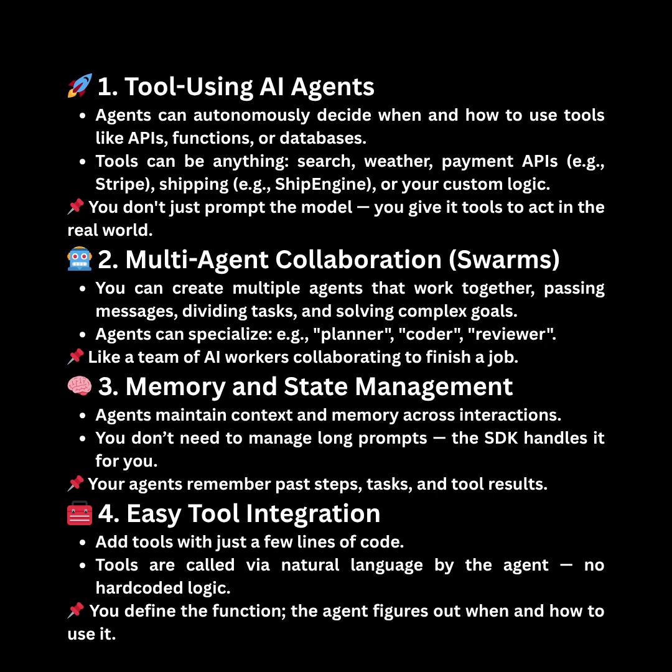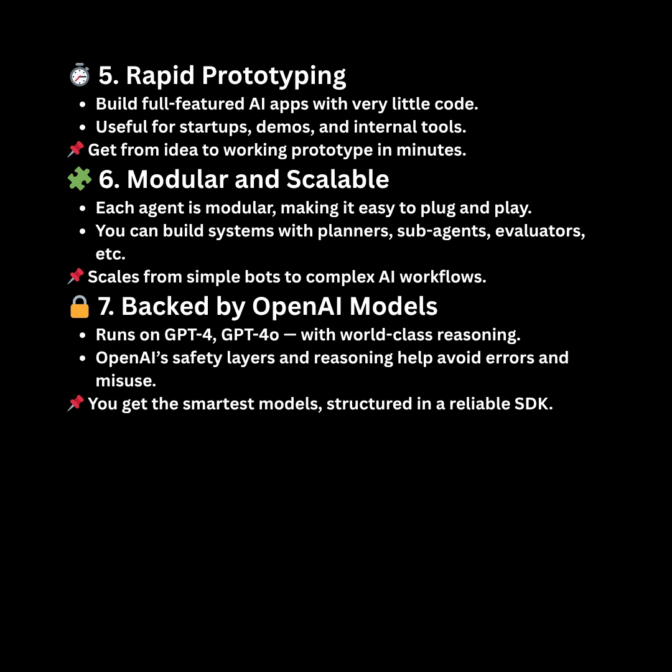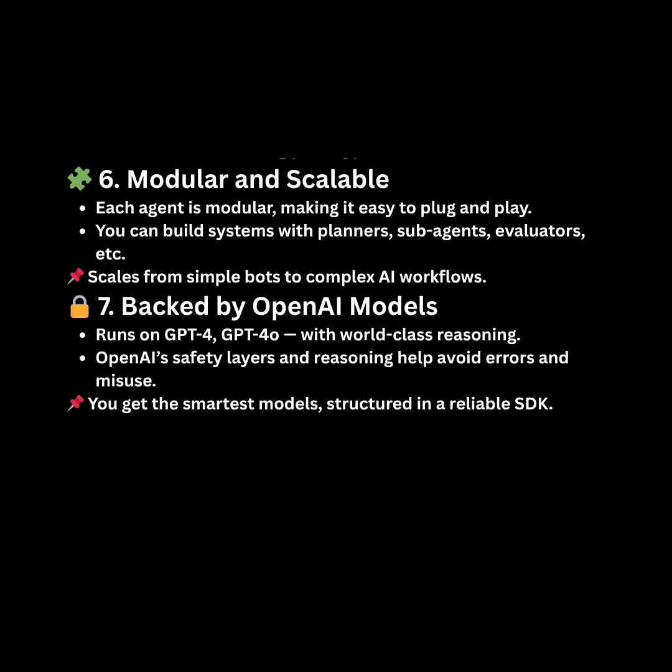4. Easy tool integration. Add tools with just a few lines of code. Tools are called via natural language by the agent, no hard-coded logic. You define the function. The agent figures out when and how to use it. 5. Rapid prototyping. Build full-featured AI apps with very little code, useful for startups, demos, and internal tools. Get from idea to working prototype in minutes, modular and scalable. Each agent is modular, making it easy to plug and play. You can build systems with planners, sub-agents, evaluators, etc. Scales from simple bots to complex AI workflows.